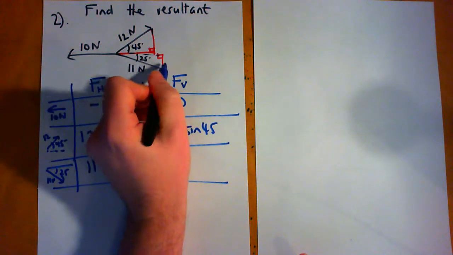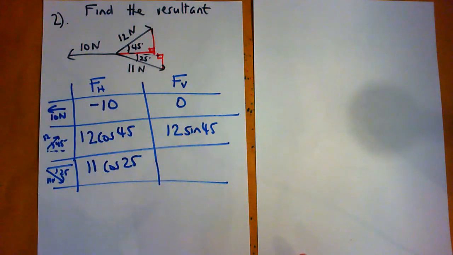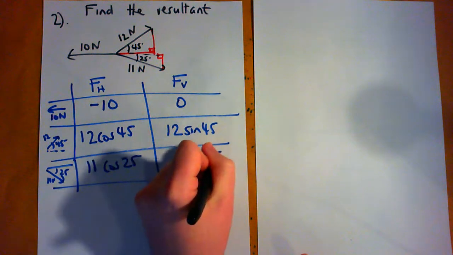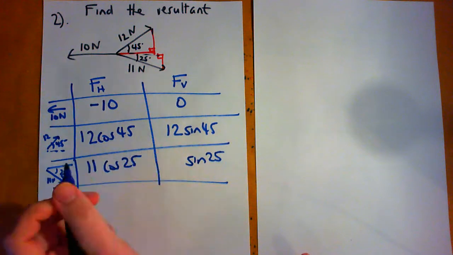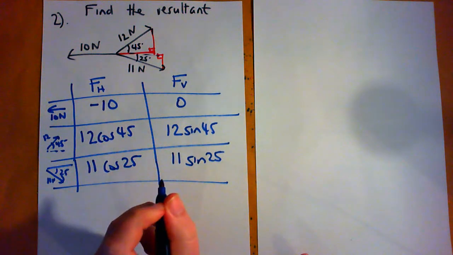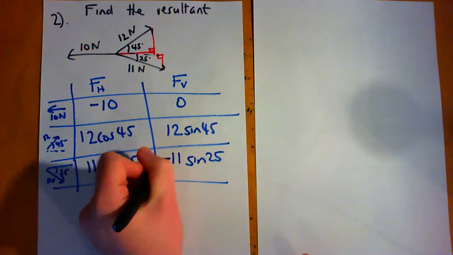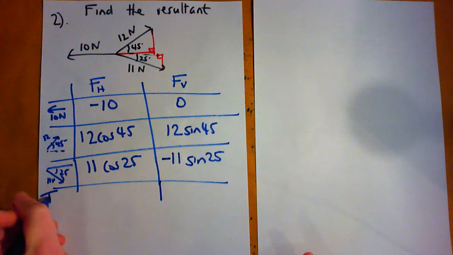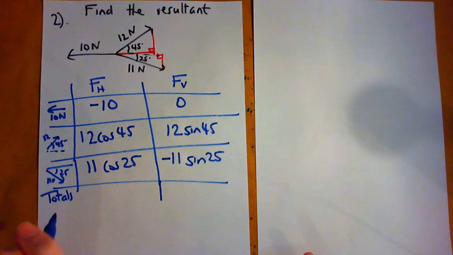And for the vertical component, this is the opposite side of our triangle. We know the hypotenuse is 11, so opposite and hypotenuse is sine of 25. This will be 11 is the length of the force, and since it's pointing downwards, the vertical component is going to be negative. So we have to work out the totals.